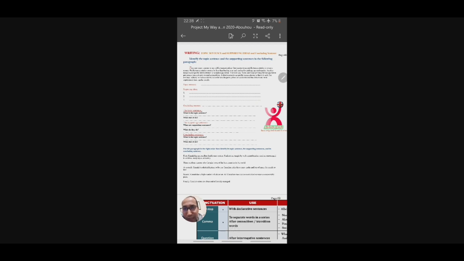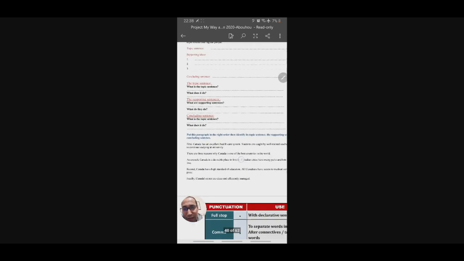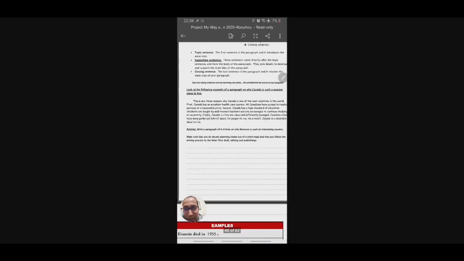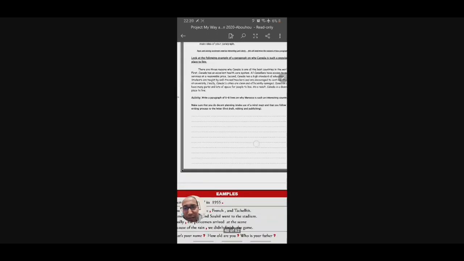What is the topic sentence? Where is the concluding sentence? And then organize the paragraph. And also, here they are. And then, for example, write this paragraph the same, replacing Canada with Morocco. There are 3 reasons why Canada is one of the best countries. So you would say, for example, there are 3 reasons why Morocco is one of the best countries in Africa, whatever.